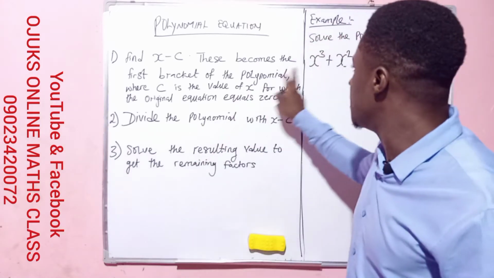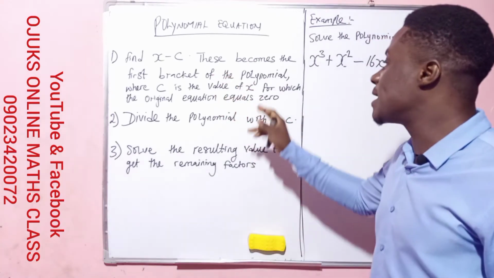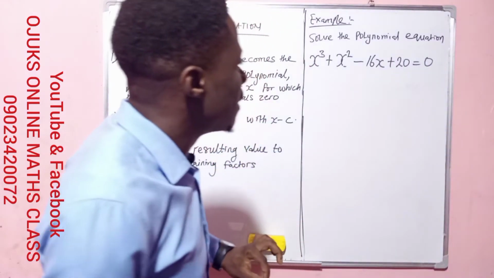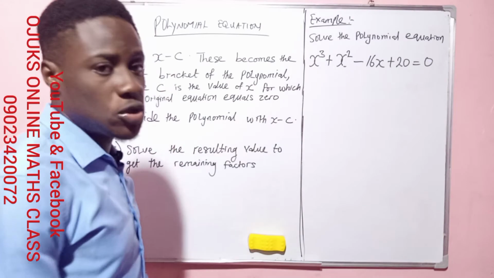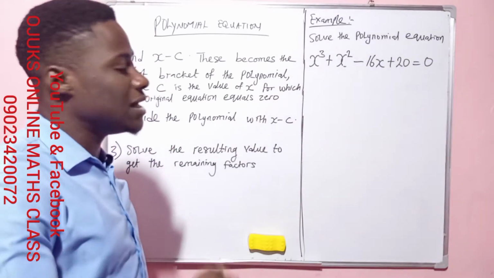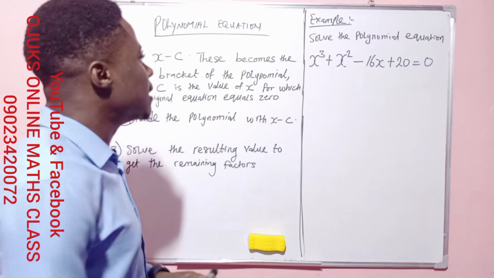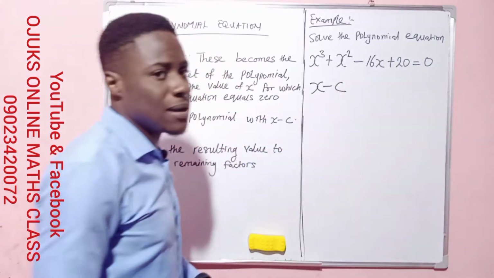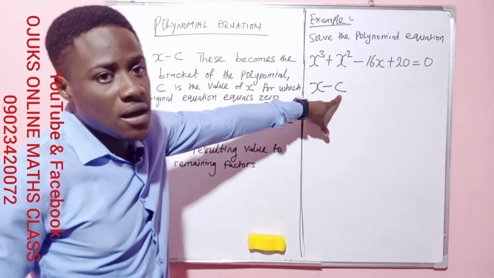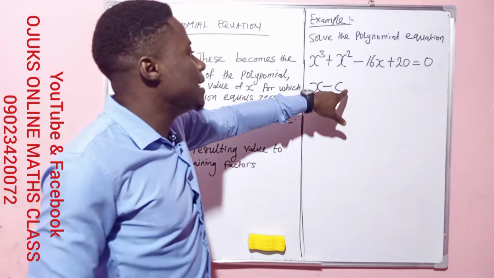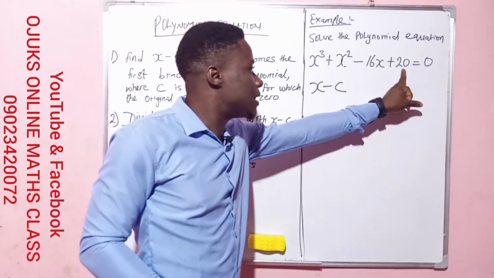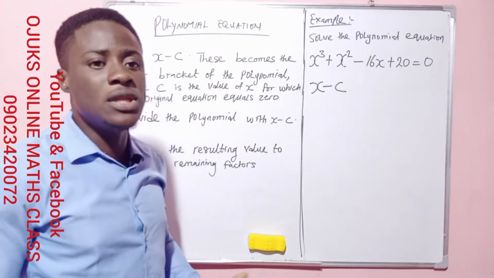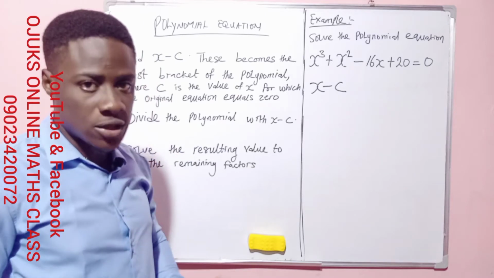We are told that this c is the value of x that will make this equation equal to 0. So we want to solve this equation. The first thing we have to do in order to solve it is to get our x minus c. I will be taking it gradually so we'll comprehend. How do we get our x minus c? We'll first of all get our c. What is c? C is simply the value of x that will render this equation 0. How do you get the c? We'll do this by trial and error method.